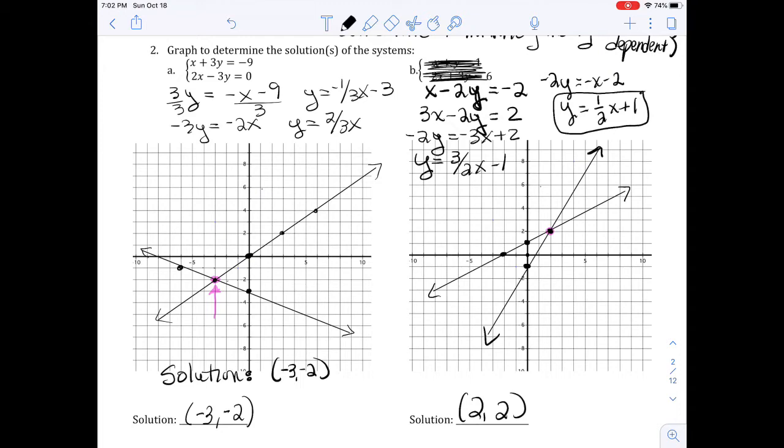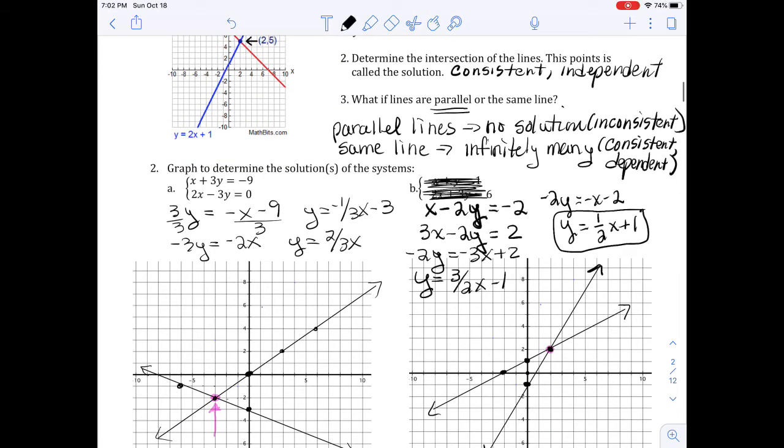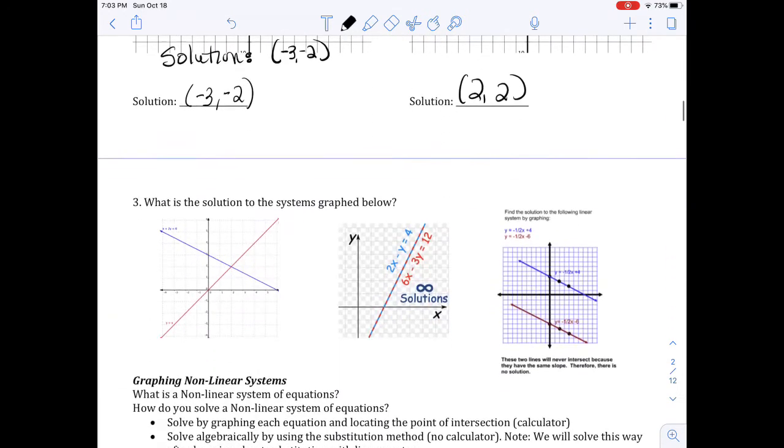Okay, so notice that both of these systems, the lines intersected. And so if we go back up here and revisit our one solution systems, we would call that system consistent and independent. If the lines are parallel, where we said there's no points in common, no intersection, we say that's an inconsistent system. And then if you have the same line, if you graph it and the one line sits on top of the other, all the points are solutions, and we say that is a consistent dependent system.